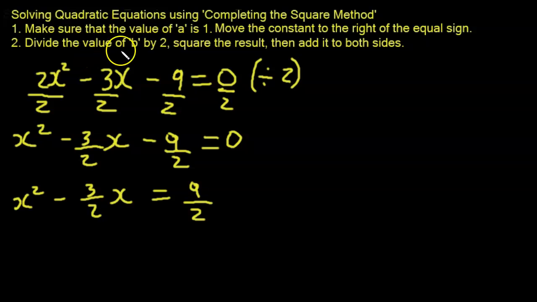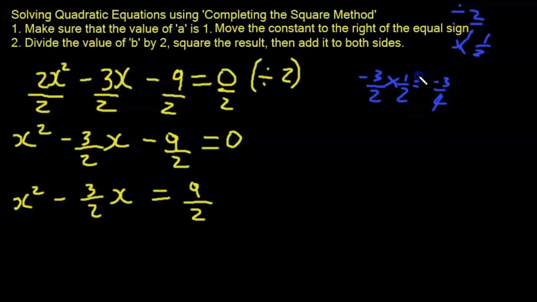And by the way, dividing the value by 2 is the same thing as multiplying the value by a half, right? So we're going to half the b term here. So negative 3 over 2, we're dividing this by 2, same as multiplying by a half, good? And we get what? Negative 3/4.